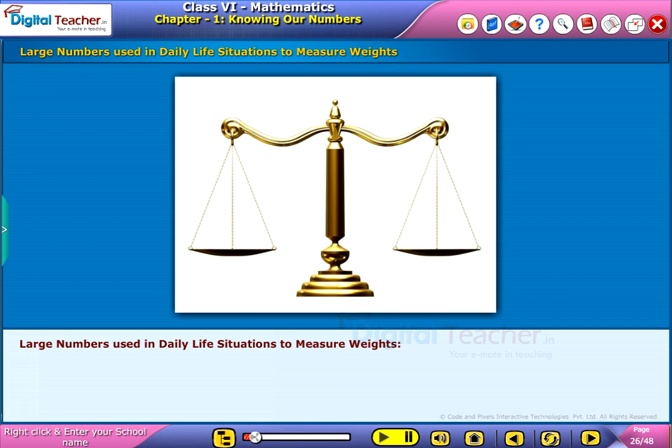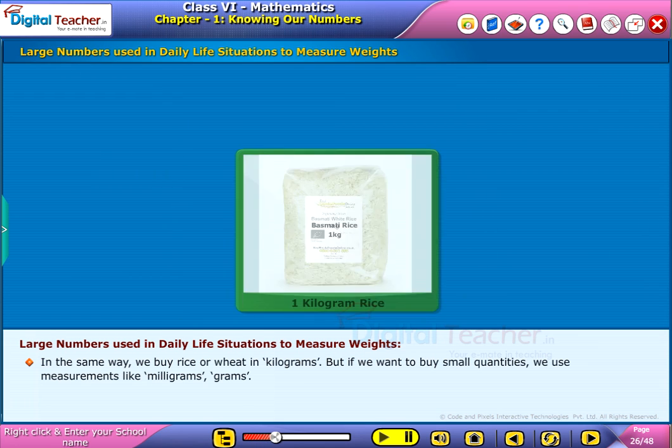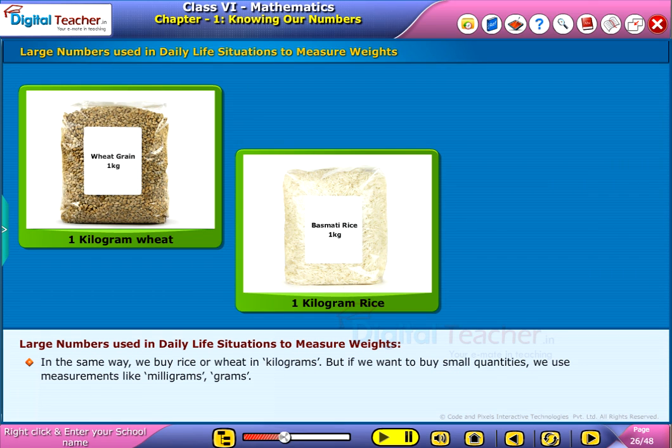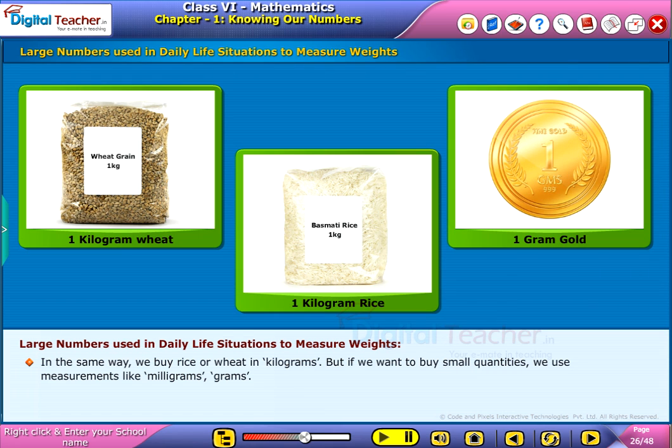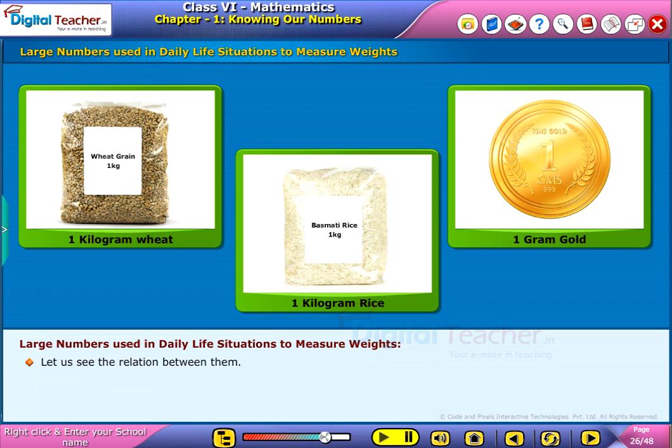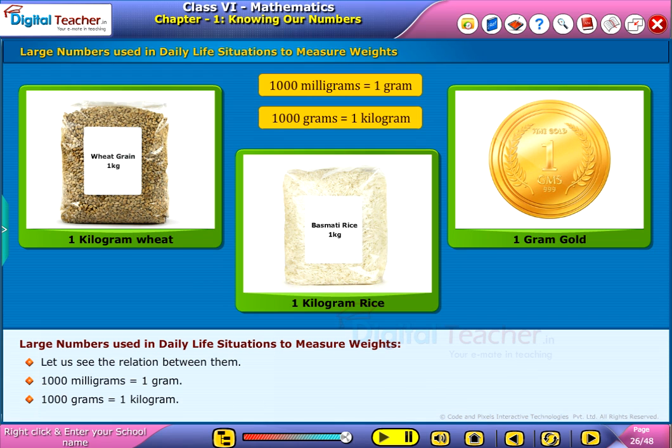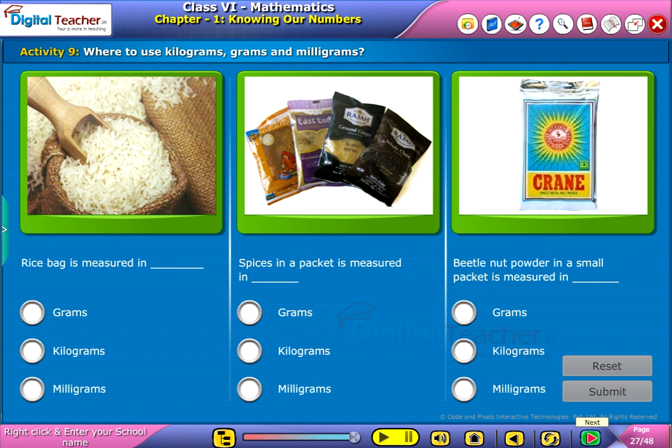Large numbers are used in our daily life situations to measure weights. In the same way, we buy rice or wheat in kilograms. But if we want to buy small quantities, we use measurements like milligrams and grams. Let us see the relation between them. 1000 milligrams is equal to 1 gram. 1000 grams is equal to 1 kilogram. Let us see where to use kilograms, grams and milligrams. Click the appropriate options for the following blanks.